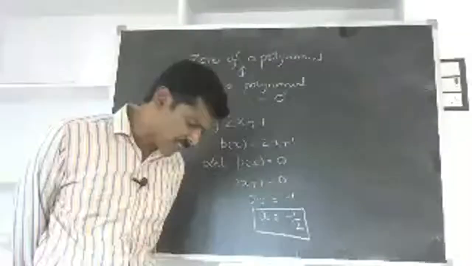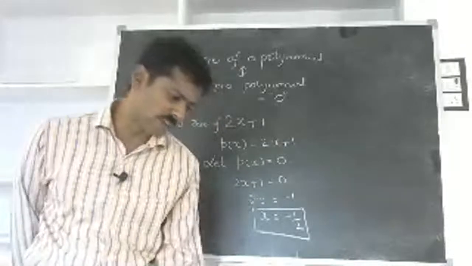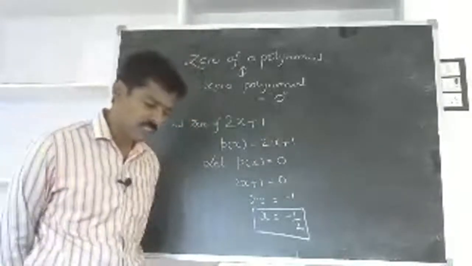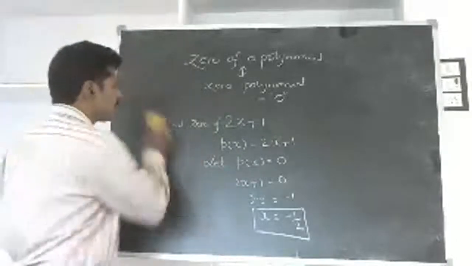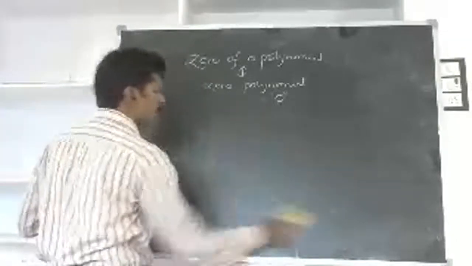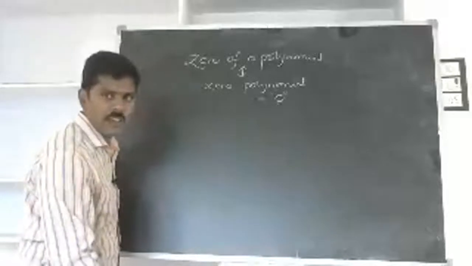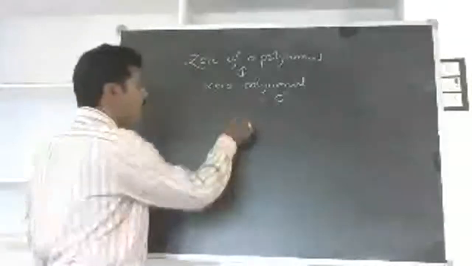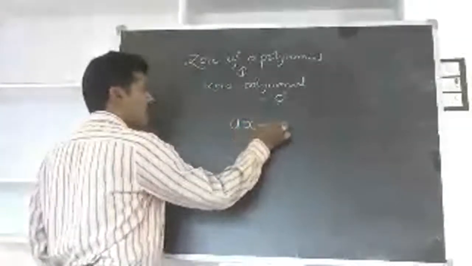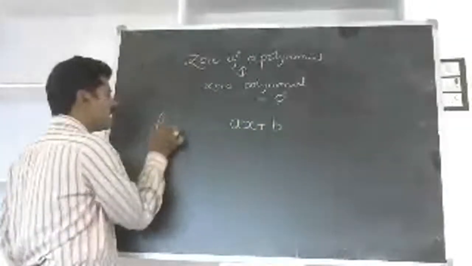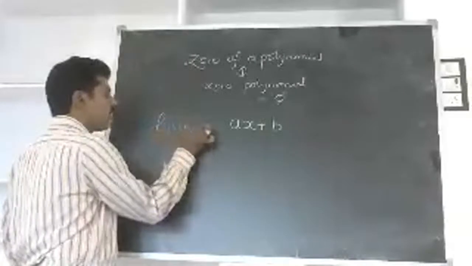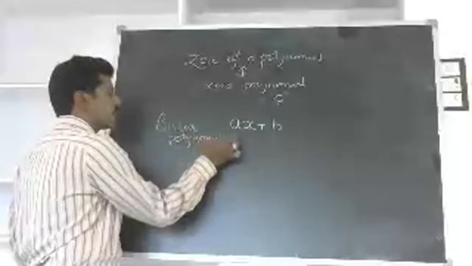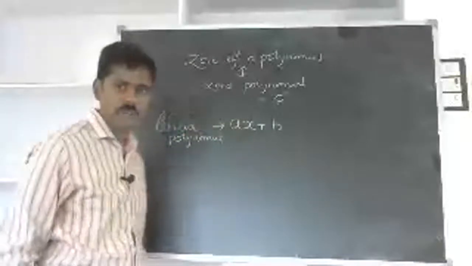So, as homework, example 3 also, find a 0 of the polynomial. And now we'll explain you general things. If you take a linear polynomial, what is the general form of a linear polynomial? We already know that a linear polynomial is in the form of ax plus b.